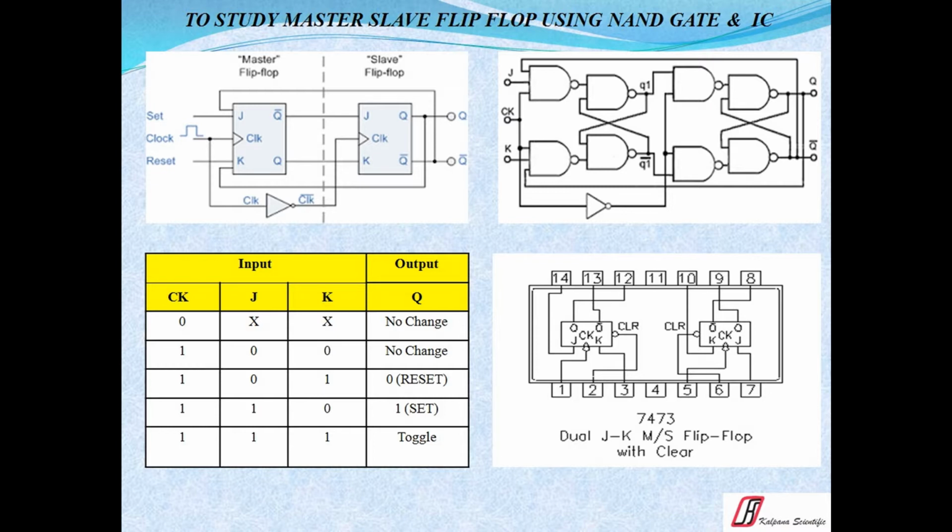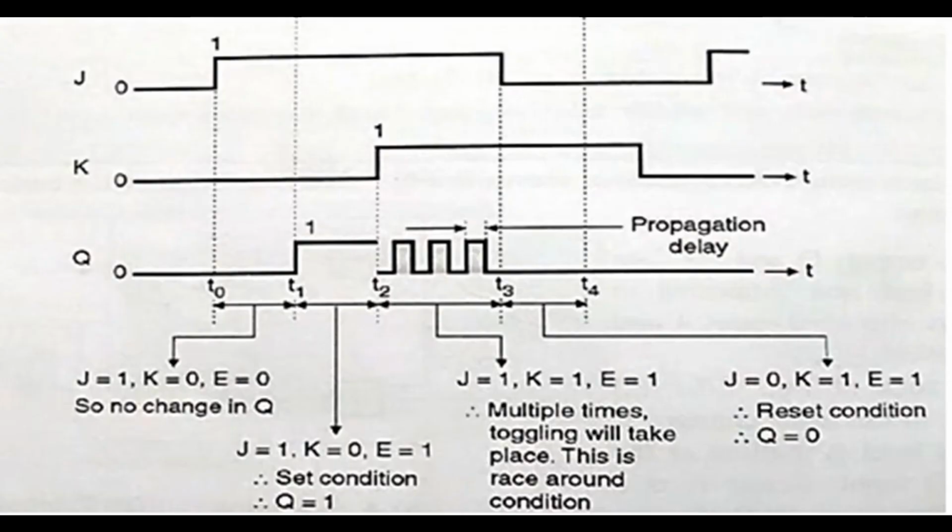JK flip-flops are basic form of flip-flops which suffer a problem called race around condition. Race around condition is a problem where the output state of JK flip-flops become uncertain when J and K input is high and clock pulse is applied.